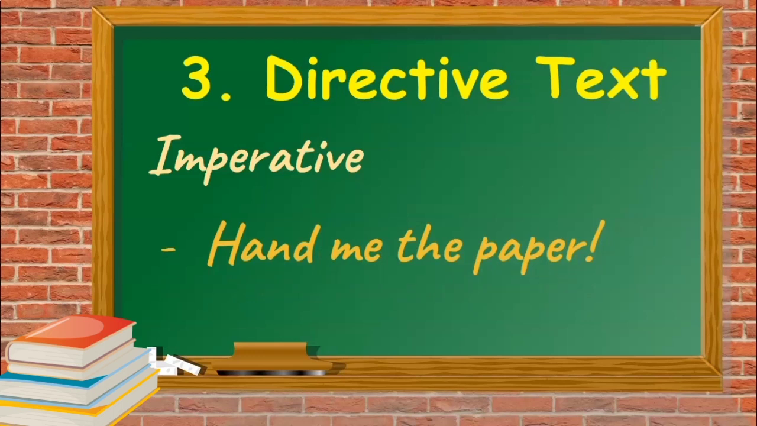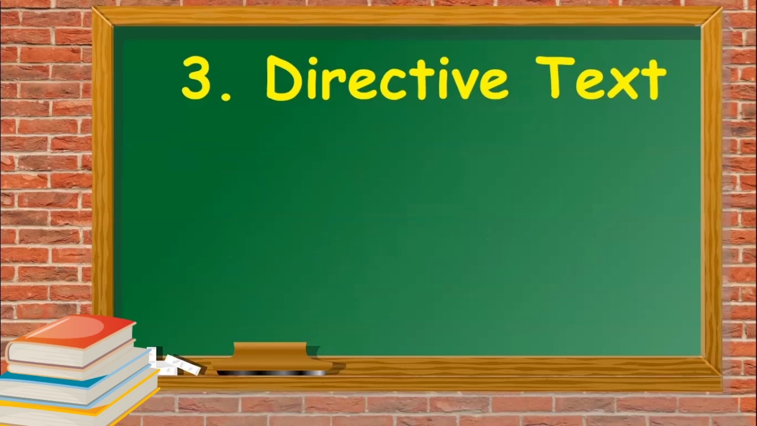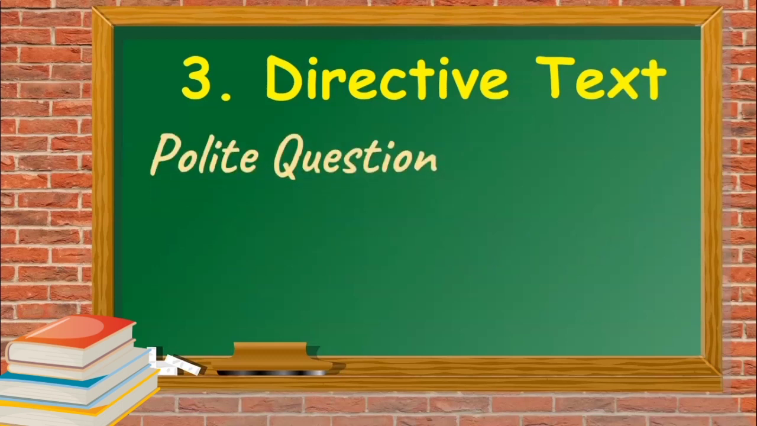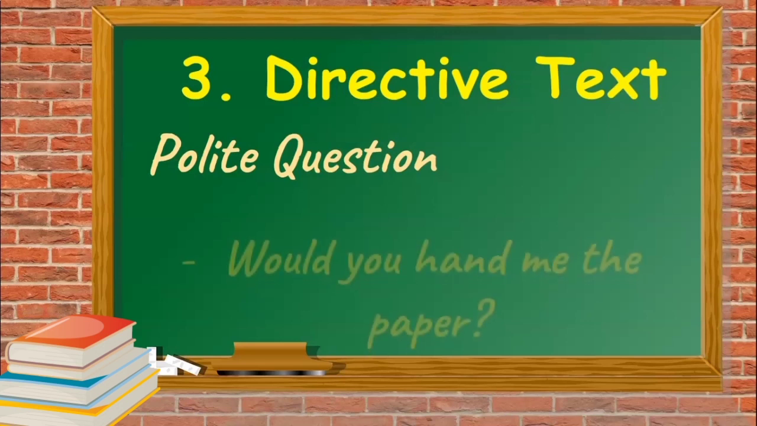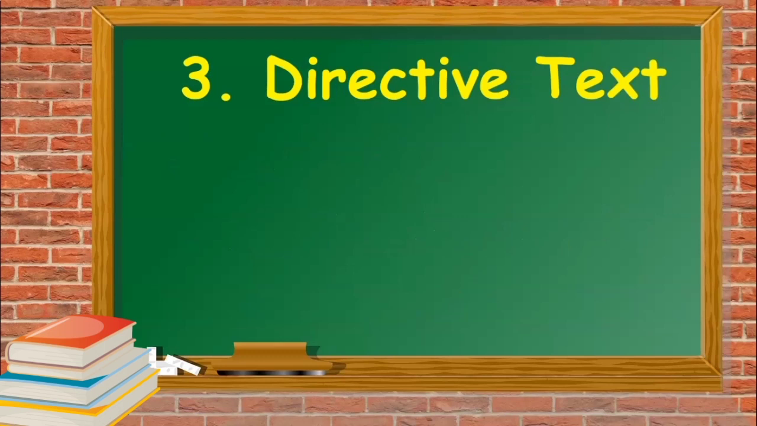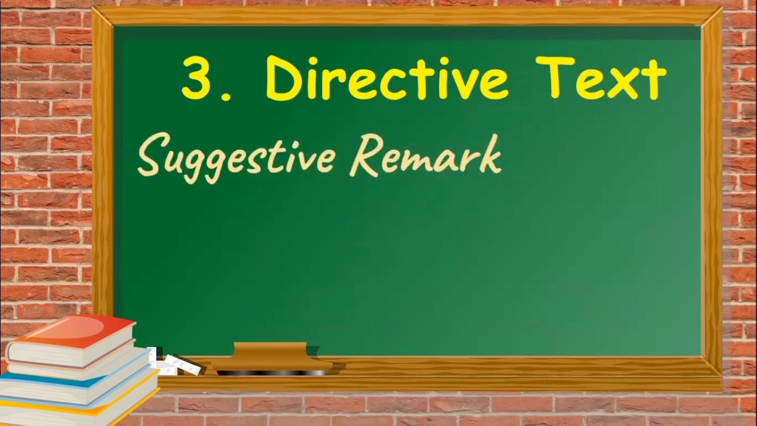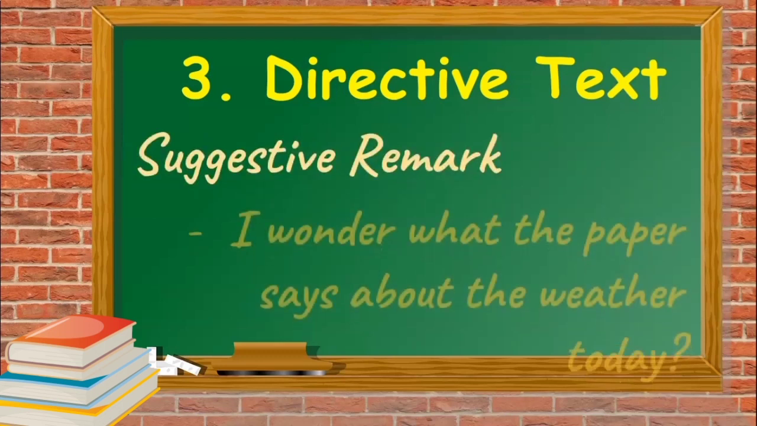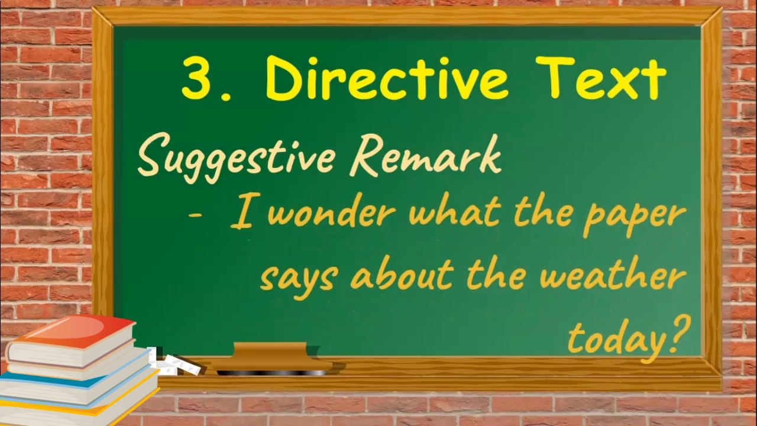But when we use it in another form, which is a polite question, we could say, would you hand me that paper? Another form of a directive text could be a suggestive remark. Instead of saying, hand me that paper, you would say, I wonder what the paper says about the weather today. That is not a direct imperative. That is not even a polite question. We consider that as a suggestive remark.